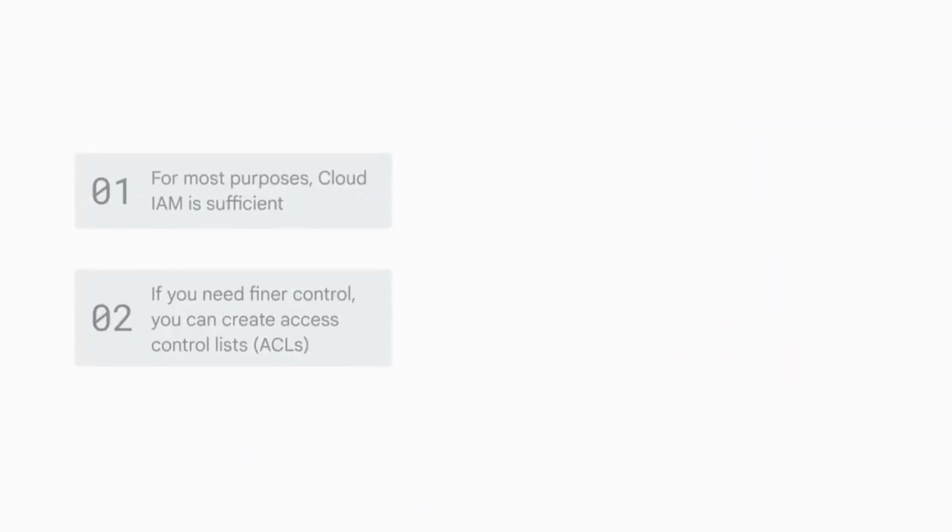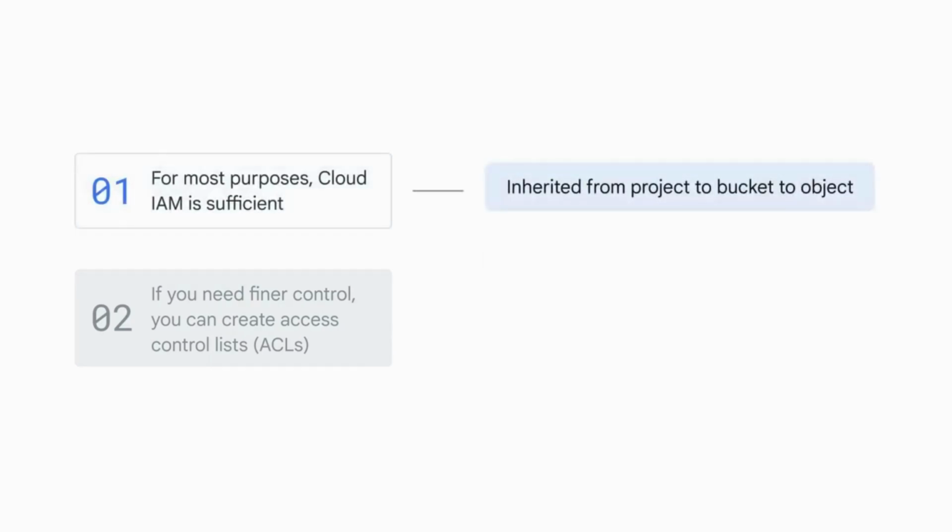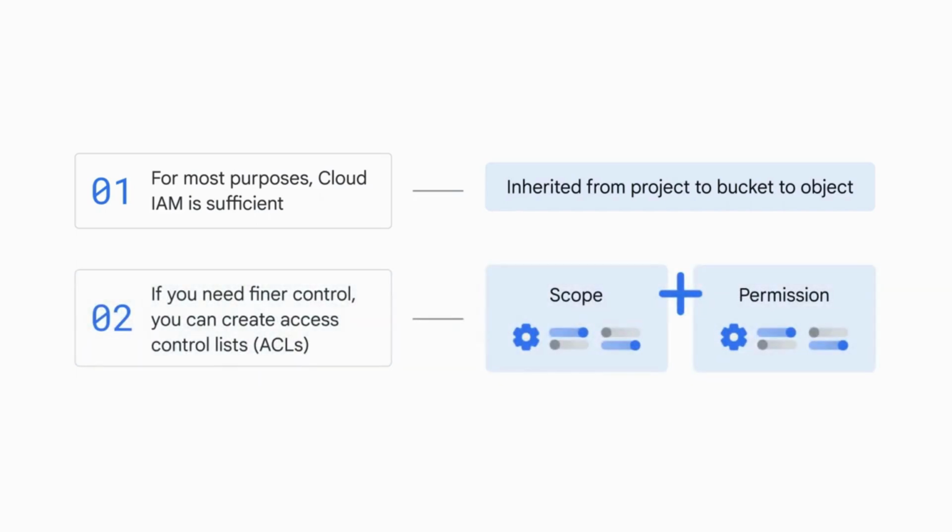There are a couple of options to control user access to objects and buckets. For most purposes, IAM is sufficient. Roles are inherited from project to bucket to object. If you need finer control, you can create access control lists.